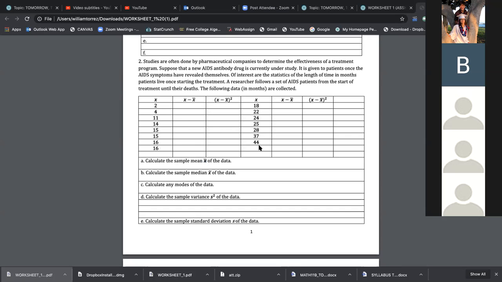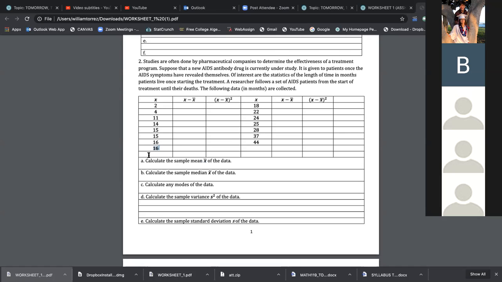Since there are 15 values in the sample and they're ordered in ascending order here, all we have to do is take the middle value, which is the 8th value in the data set. The 8th value has exactly 7 values which are bigger than it and 7 values which are less than or equal to it. And here we have 16.